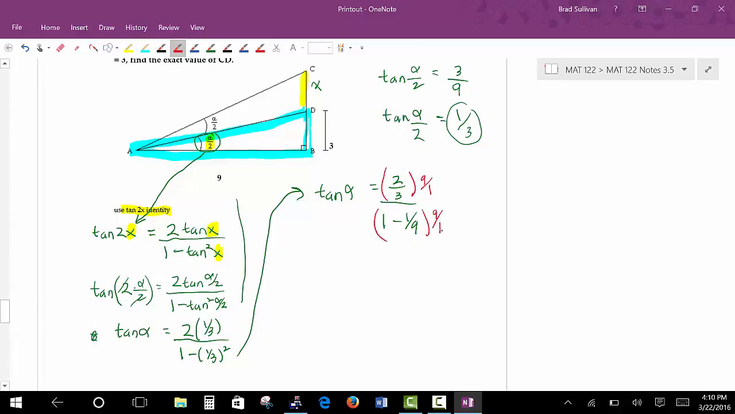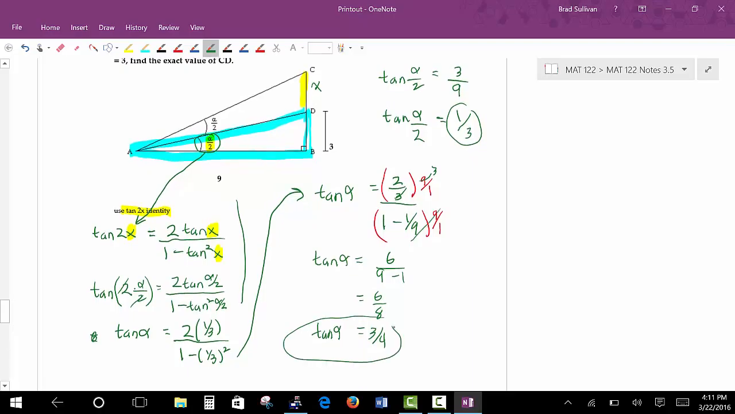And what that's going to do is get rid of that complex fraction. So that's going to give me tangent of alpha. And notice 9 over 3 is 3. 2 times 3 is 6. The bottom, you got 9 times 1 is 9. That crosses out. That gives 6 over 8, or 3/4. So we get the tangent of alpha is equal to 3/4. Okay, so we're down to that point.